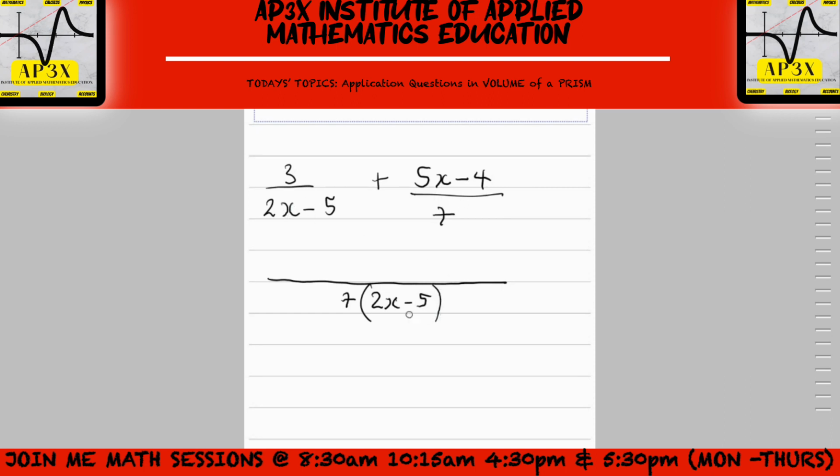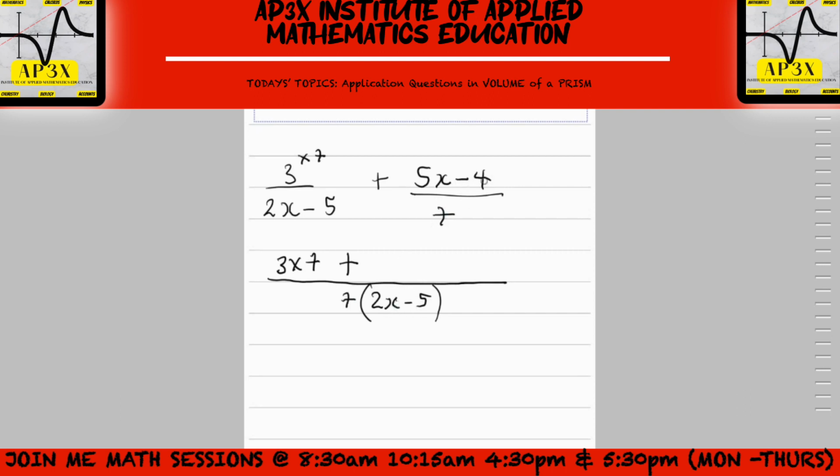2x minus 5 cancels 2x minus 5, leaving us with the 7. If you want, because it's numerical, we could just simply write down the 7 up here, or you could just bring it down and say 3 times 7. I kind of like doing it this way, bringing the answer down on the line. And so watch this example now. The 7 cancels the 7, and now we're left with 2x minus 5.